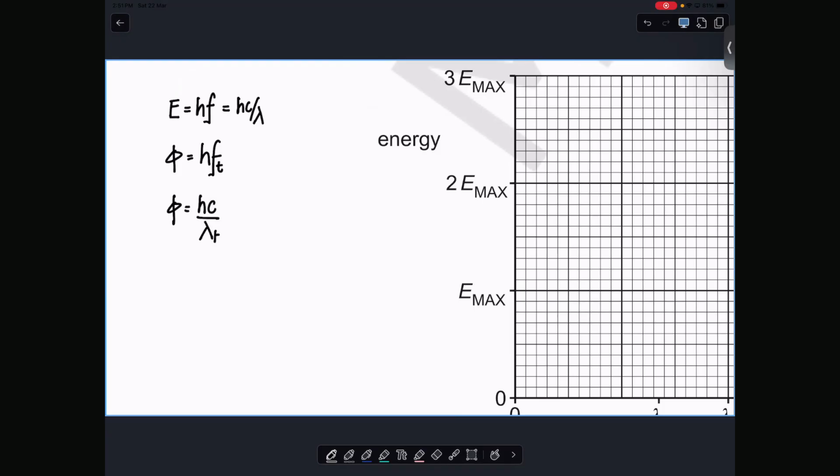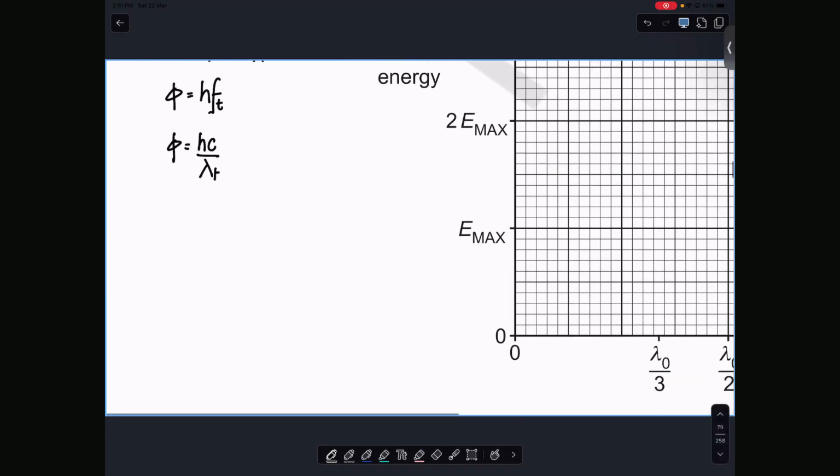Lambda threshold, by the way, is the maximum wavelength, and frequency is the minimum, because they're inversely proportional. Okay, but then comes the ultimate equation, which defines the whole chapter. What is it? hf equals phi plus half mv max squared. Okay, this is basically the chapter.